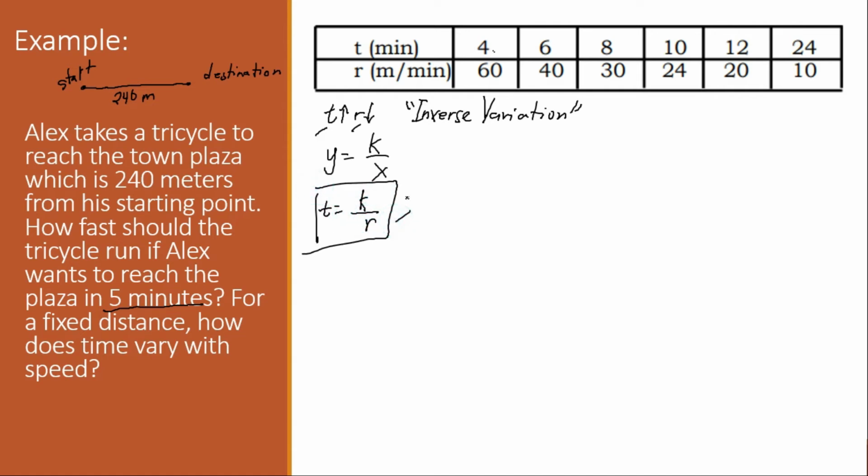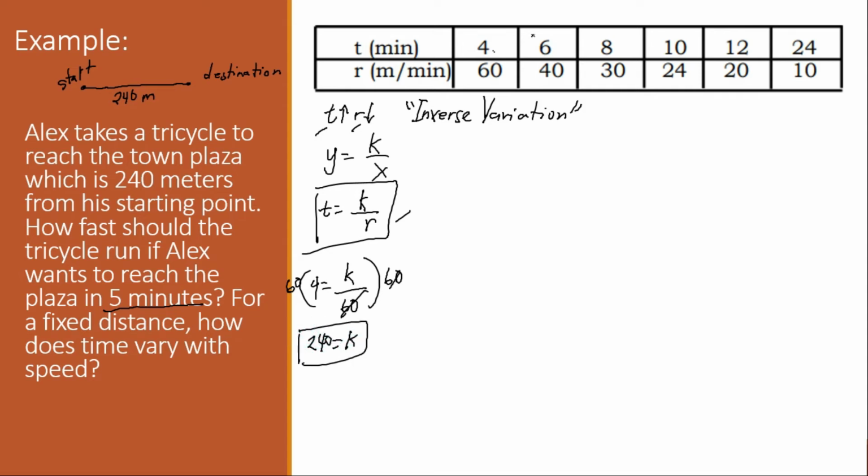Ngayon, class, ano yung ating k? So, mamili lang tayo ng isa dito. Sa 4 and 60, 6 and 40, 8 and 30 para makita ninyo yung k. So, substitute lang natin yan. 4 equals k over 60. Then, MPE or multiplicative property of equality and multiply both sides by 60. So, our k is equal to 240.